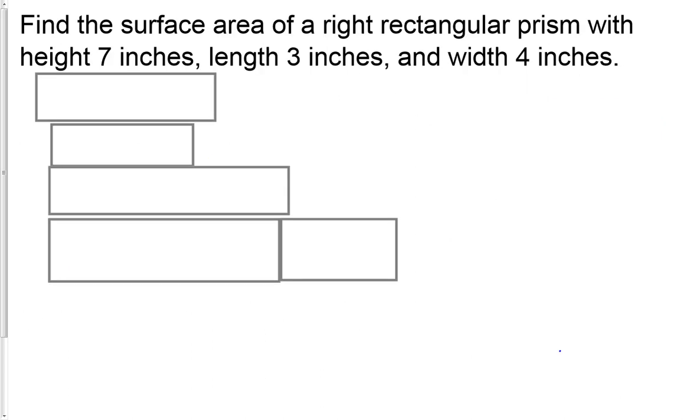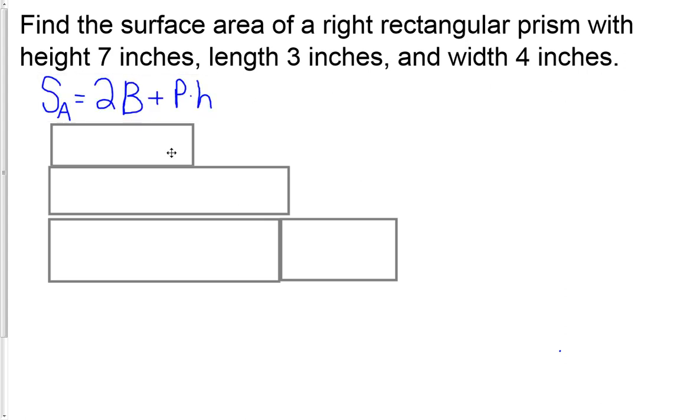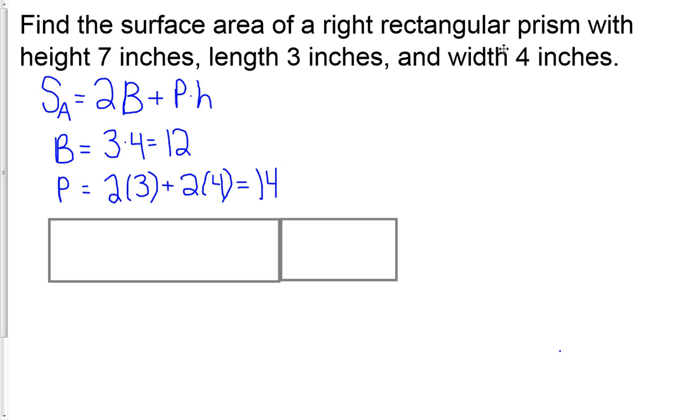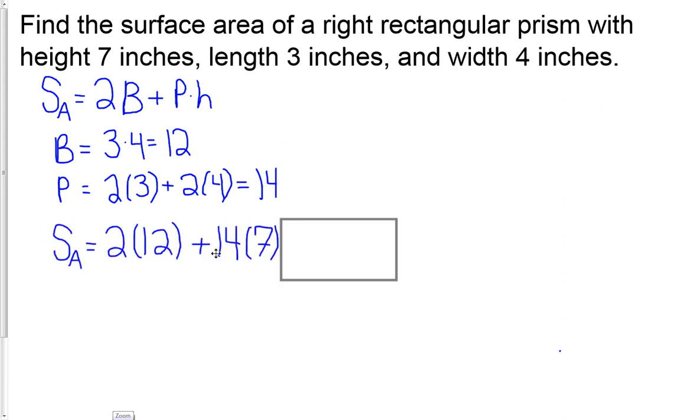Next, no picture, but find the surface area of a right rectangular prism with height 7, length 3, width 4. So same exact thing we just did, no picture, but they give us the information. Surface area is 2 base plus perimeter times height. Base is length times width, which is 3 times 4, so it's 12. Perimeter is 2 of the 3's plus 2 of the 4's, so 6 plus 8 is 14. And then we got 2 times 12 plus 14 times the 7 gives us 24 plus 98. Sounds like 122 inches squared.